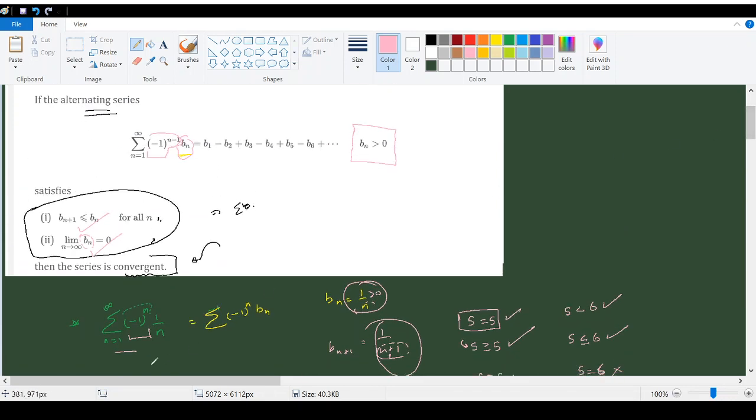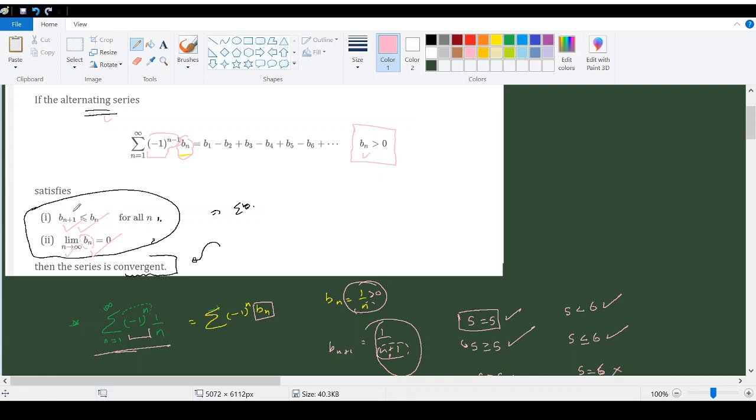Now that means we have an alternating series. Why do we call it an alternating series? The plus and minus signs will interchange one after the other. So we have an alternating series, and we extracted out the bn, which is a positive sequence, and for that sequence it has both these conditions.